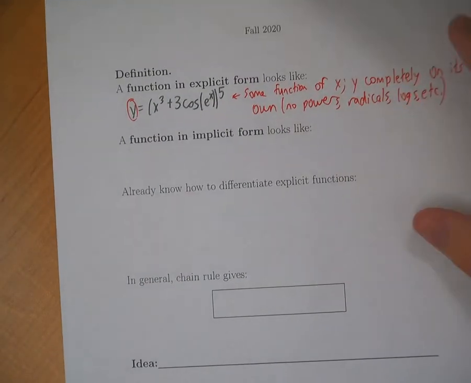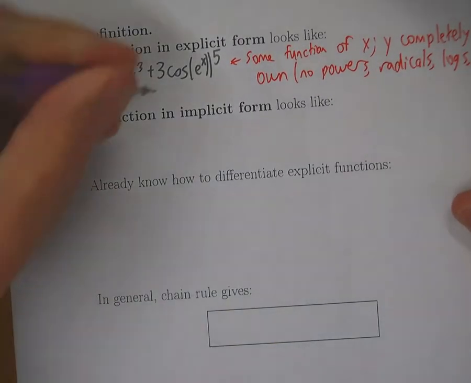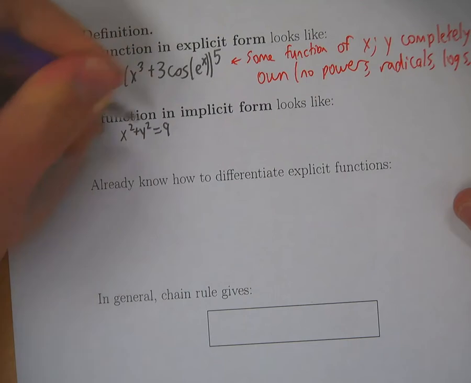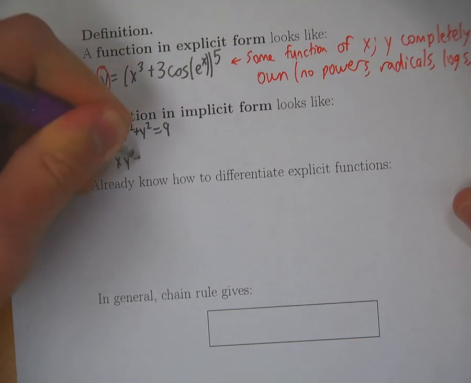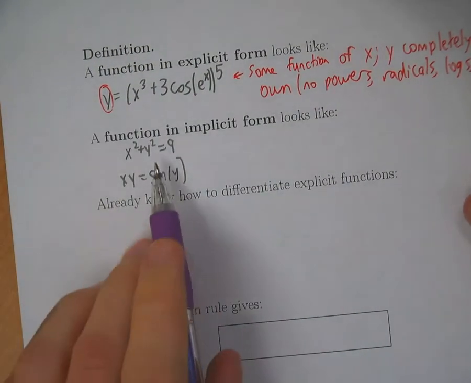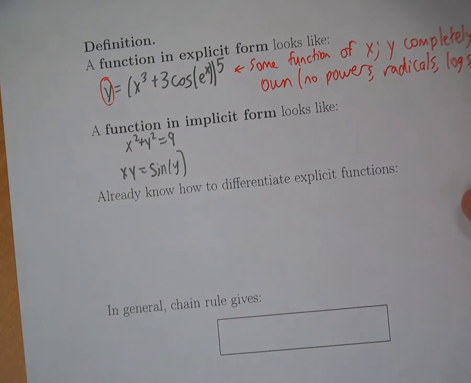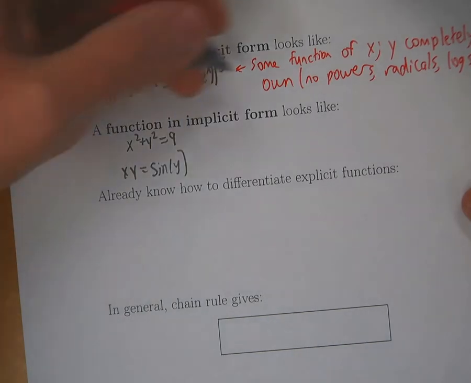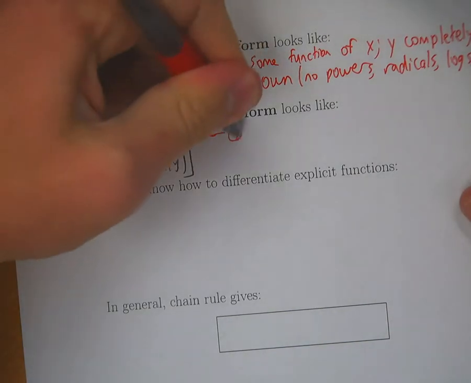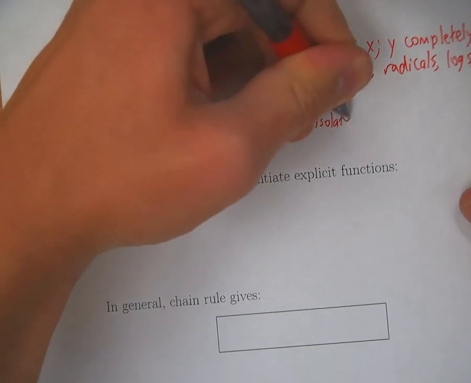On the other hand, meanwhile, a function in implicit form is a little bit different. So we have something like this for a function in implicit form. We have x squared plus y squared equals 9, or something like x times y equals sine of y. So the idea is that in implicit form, we can't really solve for y here, or at the very least, it's not really beneficial to. So in this case, we can't always isolate y.